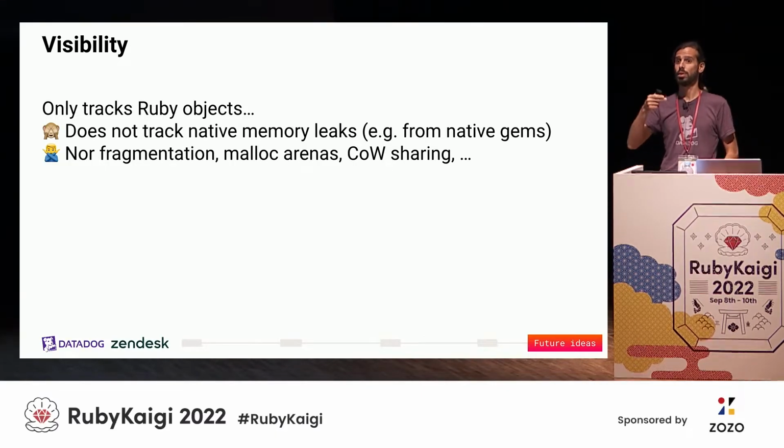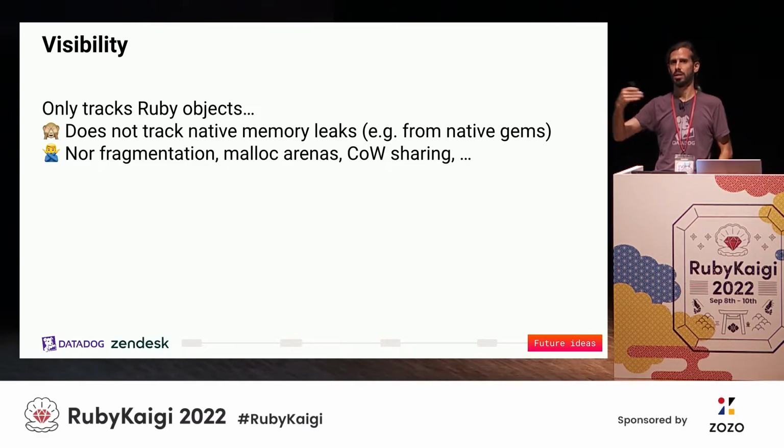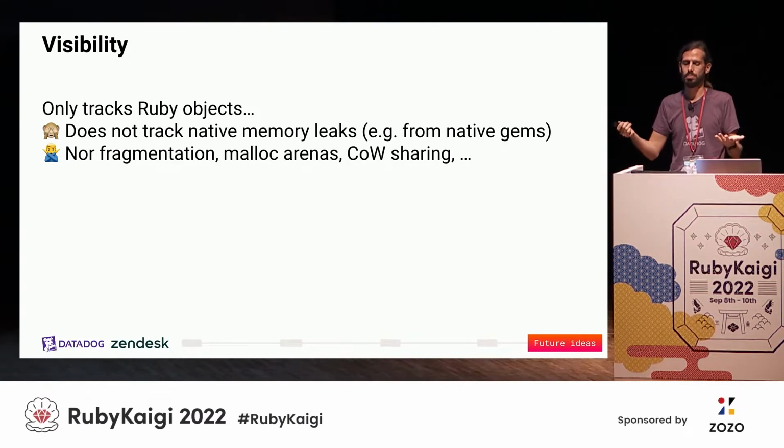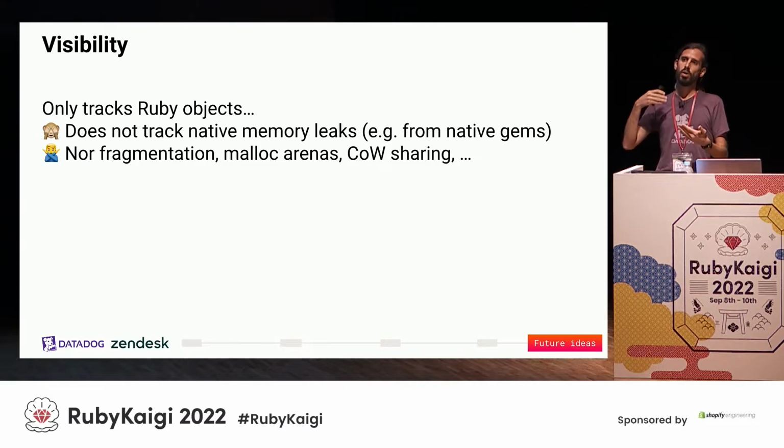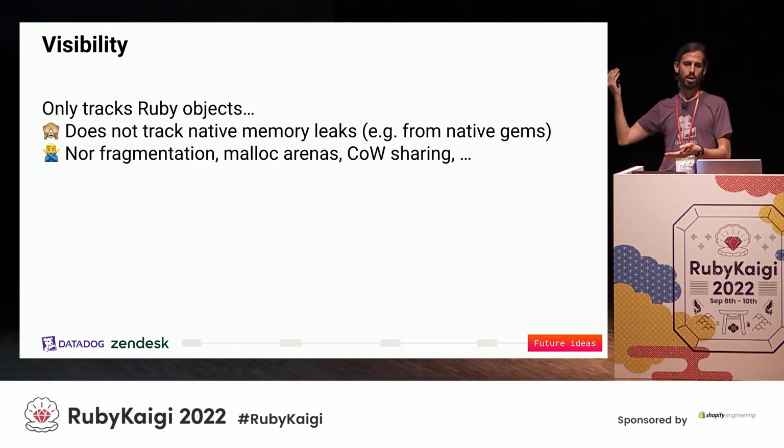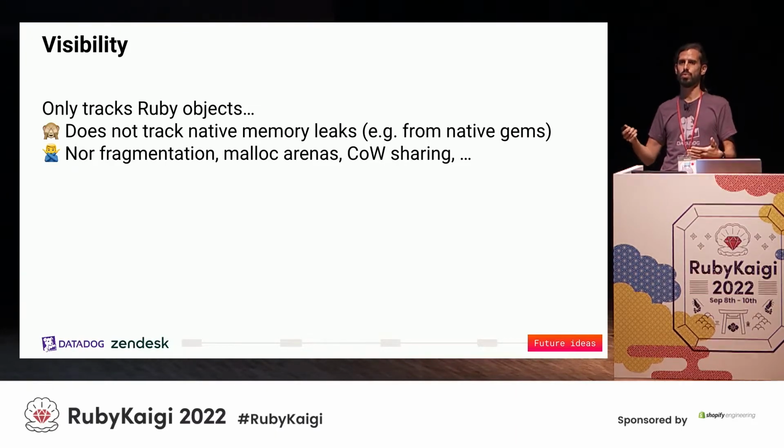More interesting things to look at: visibility of things. Right now, we only track Ruby objects. So we don't track any of the native memory leaks. If you are running a native gem and that gem is not properly cleaning up stuff, you will not be able to look at that with this gem. Also things like fragmentation, which we were just talking about, malloc arenas, copy-on-write sharing, etc. These things would be maybe interesting to visualize, but right now it's only Ruby objects.